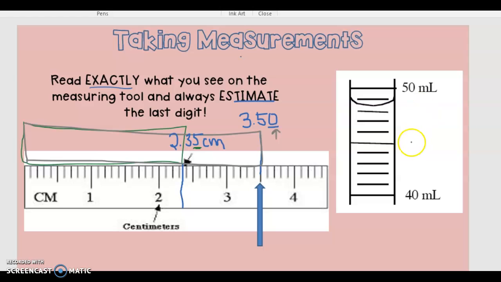So let's look at this graduated cylinder. This is a metric ruler. This is a graduated cylinder. You're going to use this to measure volume of a liquid, if you remember from before. First of all, I have to figure out what the increments are increasing by. So if this is 40, so 41, 42, 43, 44, 45, 46, 47, 48, 49, and 50. Okay, so now I know that my graduated cylinder is increasing in increments of 1, excuse me.